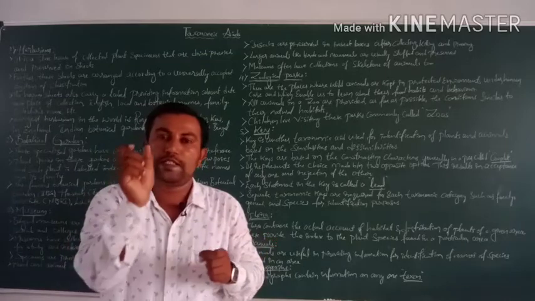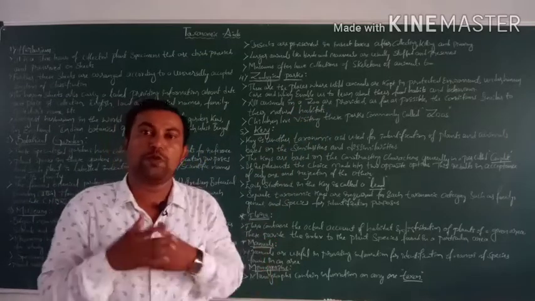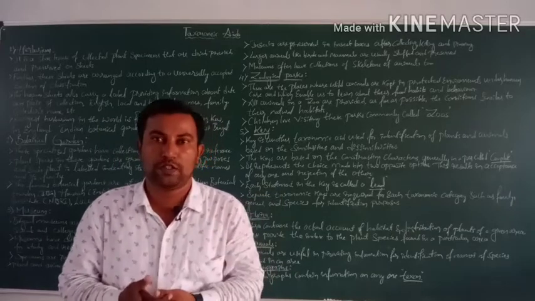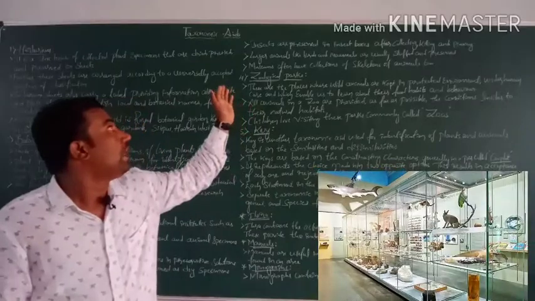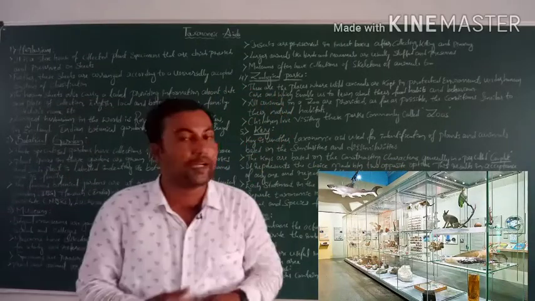ಓಕೆ, ದಟ್ ಈಸ್ ಇನ್ಸೆಕ್ಟ್ಸ್ ಆರ್ ಸ್ಮಾಲ್, ವಿ ಕ್ಯಾನ್ ಕೀಪ್ ಇನ್ ಅ ಇನ್ಸೆಕ್ಟ್ ಬಾಕ್ಸ್. What about the larger animals like birds and mammals? So larger animals like birds and mammals are usually stuffed and preserved.